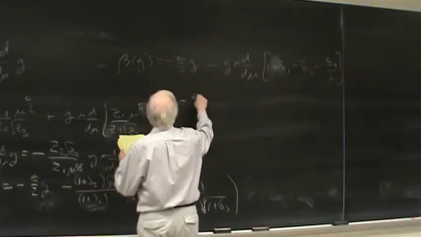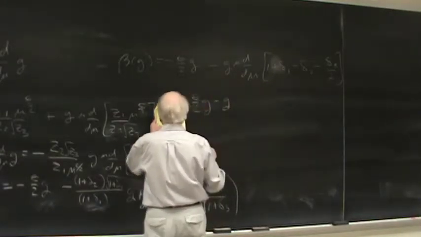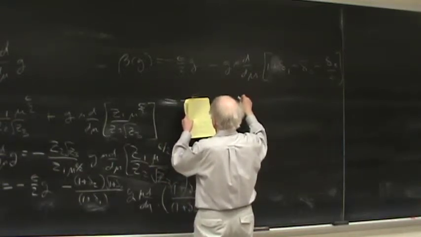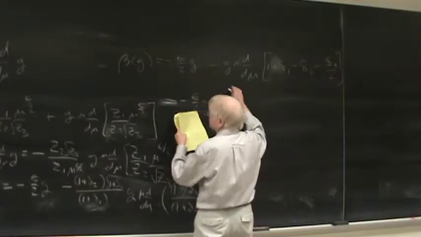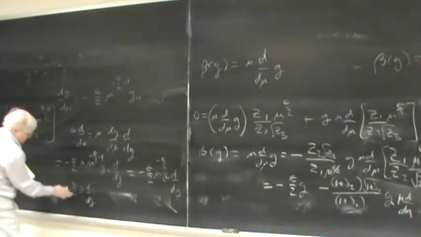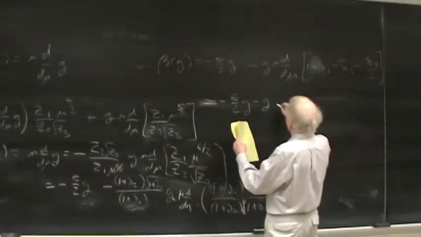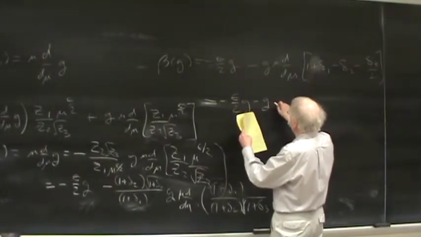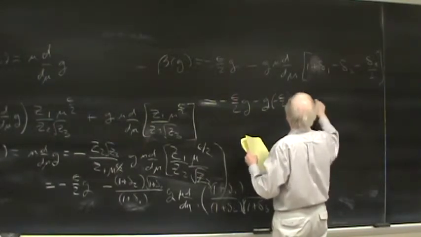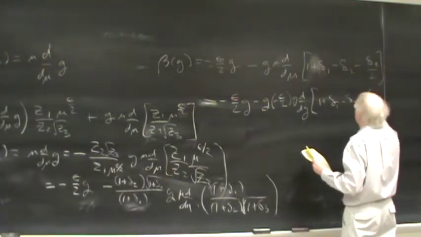so this is equal to minus epsilon over 2g, and then this is minus g. Mu d/d mu is minus epsilon over 2. So in other words, over here somewhere, mu d/d mu is minus epsilon over 2g d/dg. So we have g, and then minus epsilon over 2 g d/dg of all this, 1 plus delta 1 minus delta 2 minus delta 3 over 2.